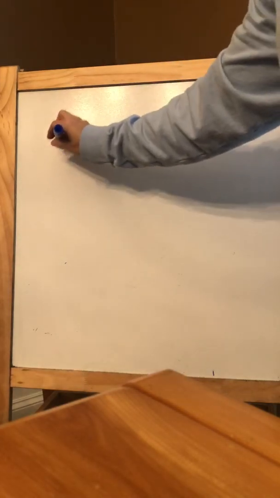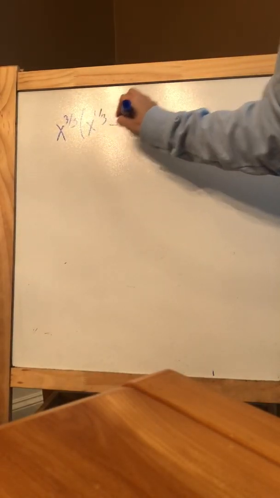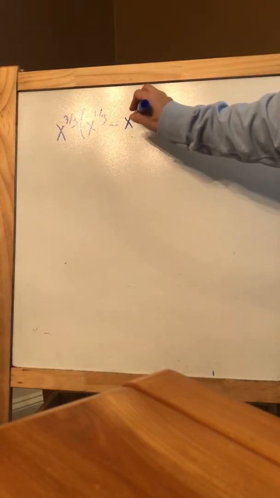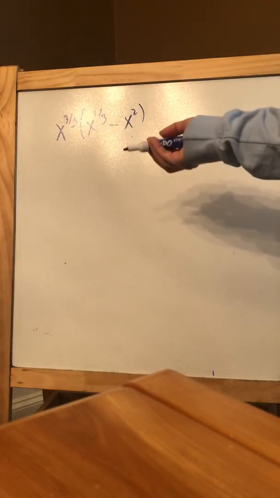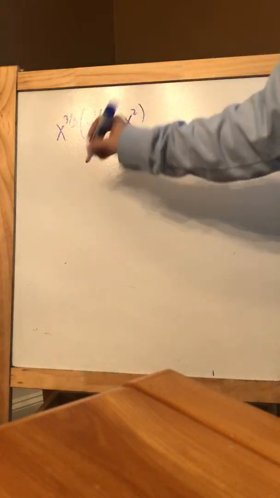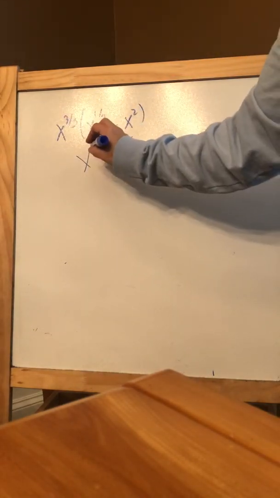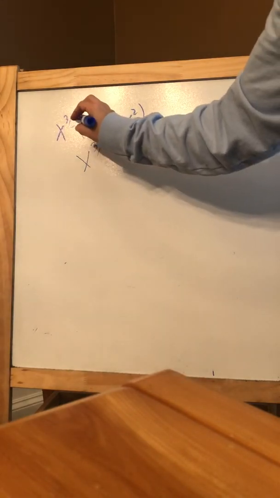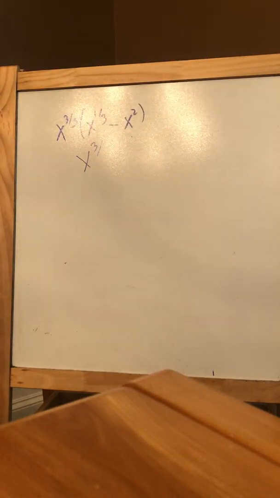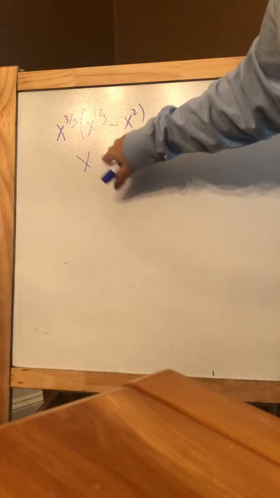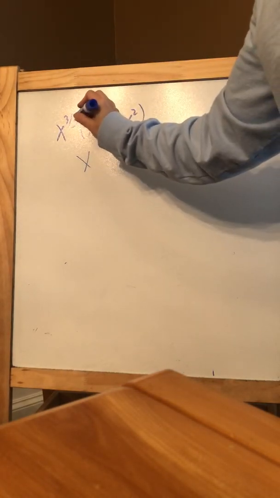Okay, on the first one, we have x to the 3/5 times x to the 1/3 minus x squared. Okay, so we're just distributing, right? And when you multiply, you add exponents, so you end up with x to the 3. Wait, is this a 5? Hold on. Yes. Okay, so it is a 5. For a second, I thought it was a 3rd.